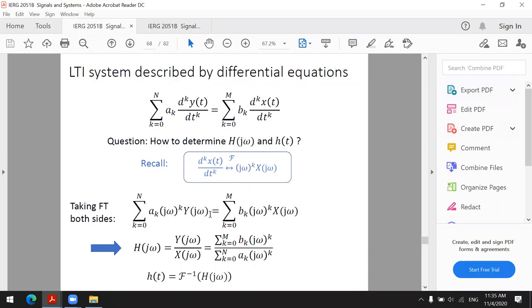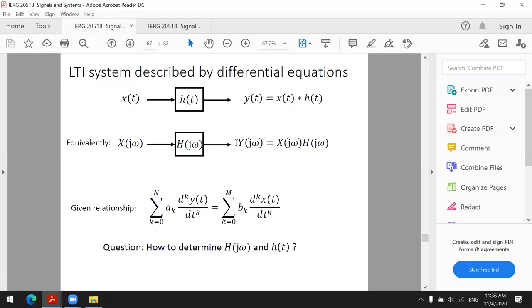From the left-hand side, we can extract a common factor, capital Y of j omega. From the right-hand side, we extract the common factor capital X, and divide capital X to the left-hand side and the coefficient before capital Y to the right-hand side, so that capital Y divided by capital X is the ratio between two polynomials of j omega. The numerator is an Mth order polynomial, and the denominator is an Nth order polynomial. This function of j omega is capital H of j omega.